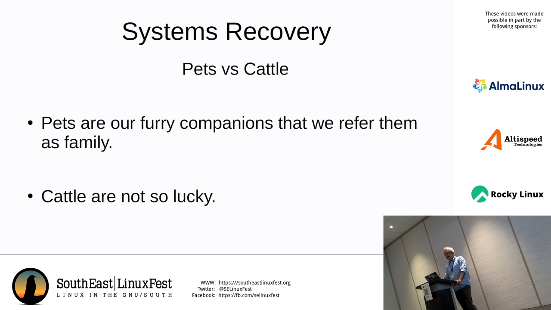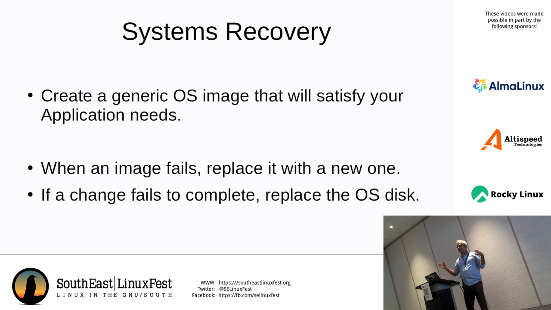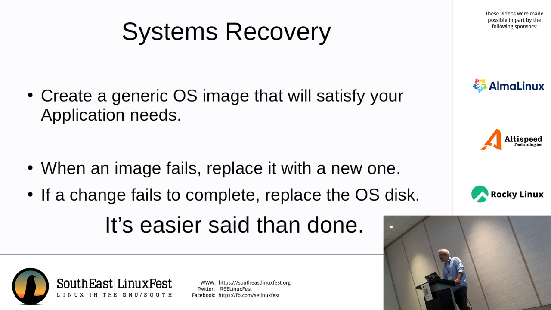Systems recovery. Now, we have what is called the pets versus cattle option, right? The pets are our furry companions, like, for example, my cat that is in the background. We treat them and refer to them as family. The cattle are not so lucky, right? So if you can create a generic OS image that you burn your application constraints and all that into, and then you can replace those disks on the fly, that will save you a lot of time and headaches. When an image fails, just replace the drive. I mean, create a new OS disk, replace it, and go with that. Now, that is easier said than done, right? It's not so easy, but it is possible.